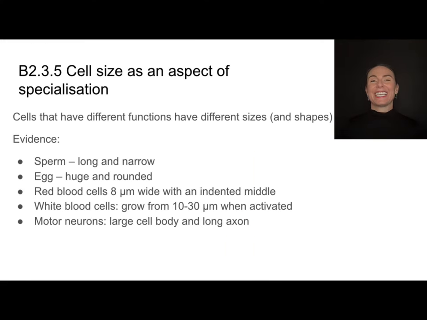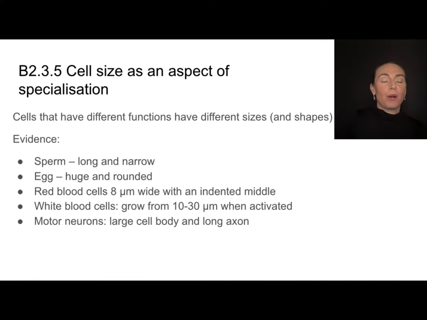Now, when we say that cells start to differentiate, that means a lot of different things. They're going to develop different features. Maybe they'll have different proteins, different shapes, but they will also have different sizes. And that size is very closely related to its function. Okay? So here are some great examples there.